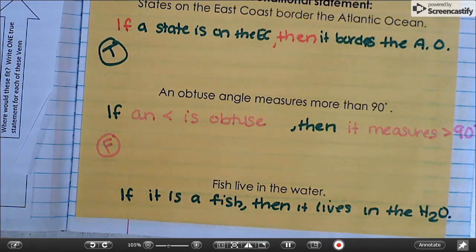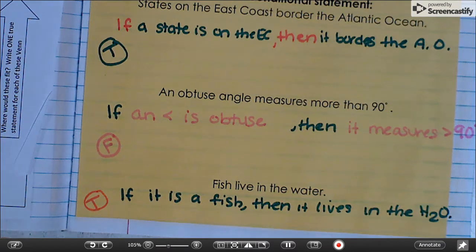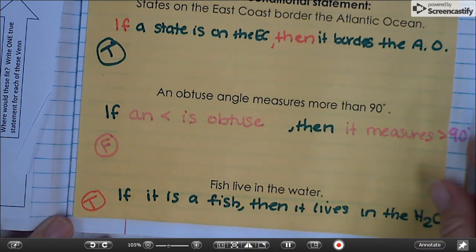All right, if it is a fish, then it lives in the water. And as far as true or false, this is true, and I know that because yesterday we looked up the definition of a fish, and it is that it lives wholly in the water, its whole body. All right, we're going to keep on trucking.